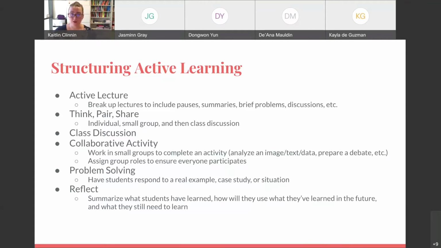You can also do collaborative activities. I think this is what people tend to think of when they think of active learning. And so you might have students work in small groups to complete an activity, such as analyzing an image, some text, some data. You might ask them to prepare a debate. It really, again, depends on your discipline. And you can also assign group roles to ensure that everyone participates, and so that it's not just the same few students who are always speaking in class, who are always doing all the work in the groups.